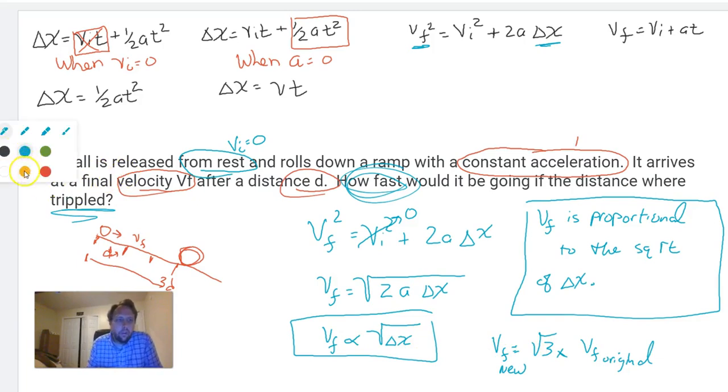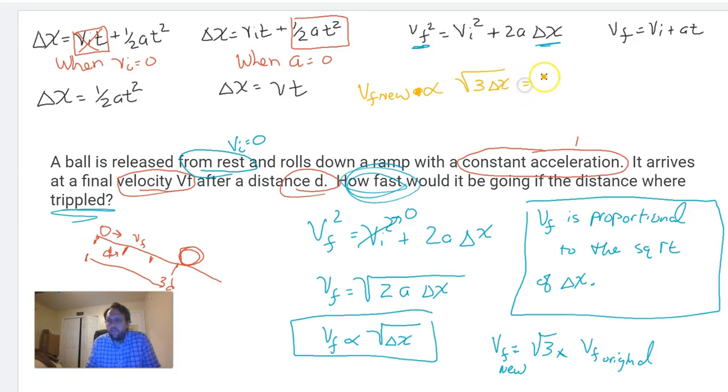If you like, I can go through the derivation like we did before, where if original vf equals the square root of delta x, then new vf is proportional to the square root of 3 delta x, which is the same thing as the square root of 3 times the square root of delta x. And square root of delta x, we said down here, was vf original. That's the original vf. And so I can write square root of 3 times vf original.